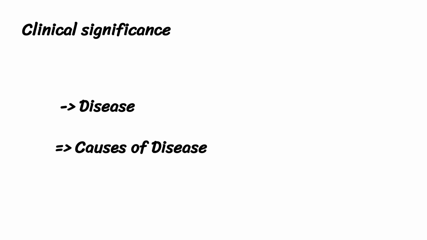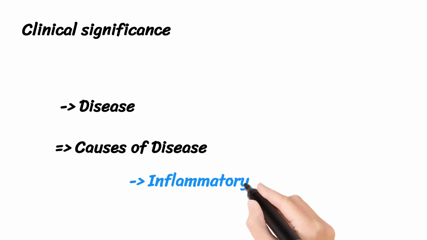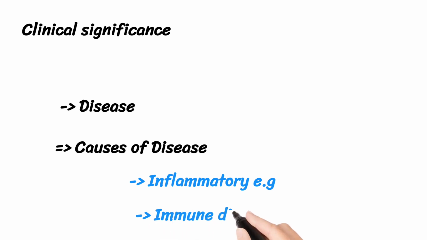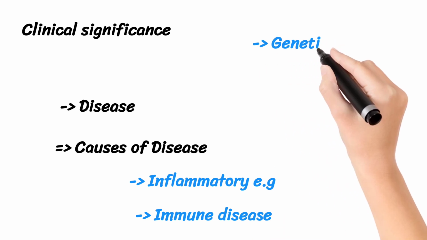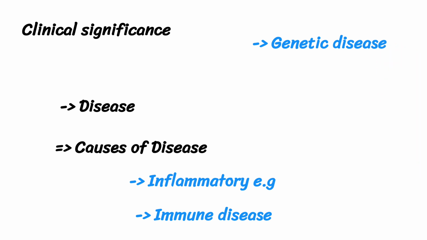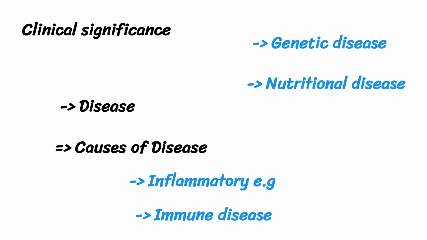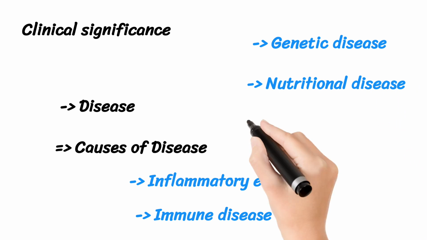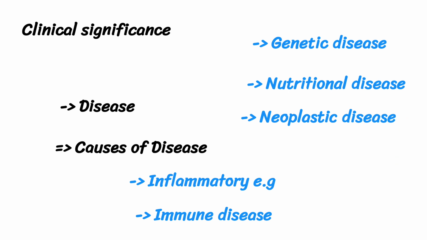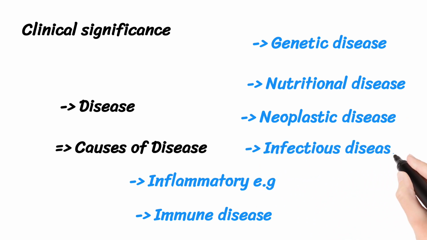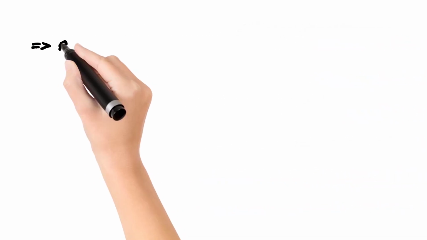Causes of disease include inflammatory disease, for example tonsillitis, appendicitis and hepatitis. Immune disease, for example asthma and allergy. Genetic disease, for example thalassemia. Nutritional disease, for example beriberi, obesity and rickets. Neoplastic or cancerous disease like skin, breast, liver or lung cancer. Infectious disease like TB, leprosy and AIDS.